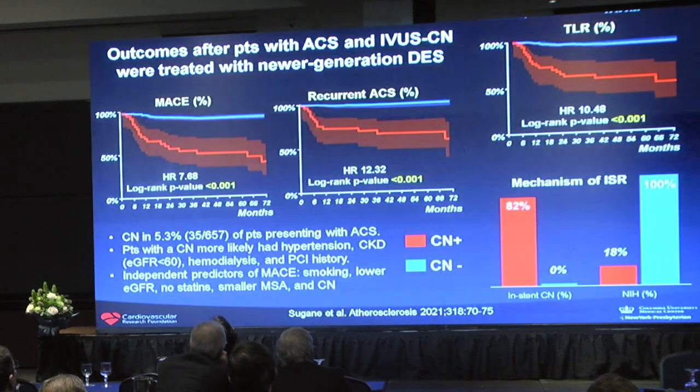So this is from Japan. They compared with and without calcium, and the outcome was poor. And when in-stent stenosis occurs in patients who had a calcified nodule, 82% was reprotrusion of the calcified nodule. So this is very important to recognize.